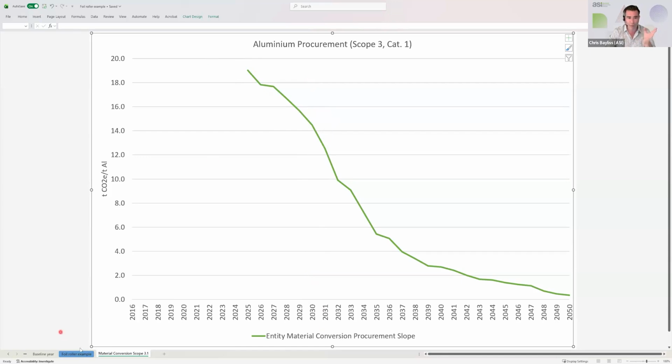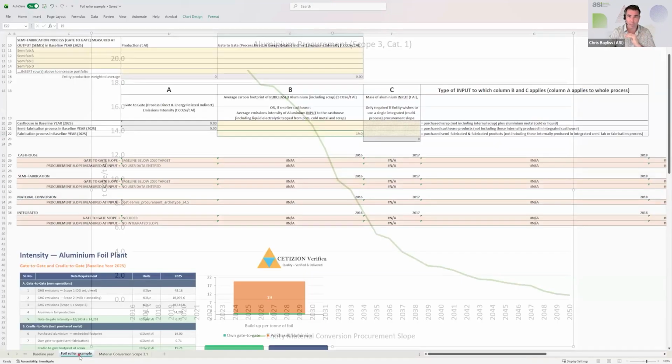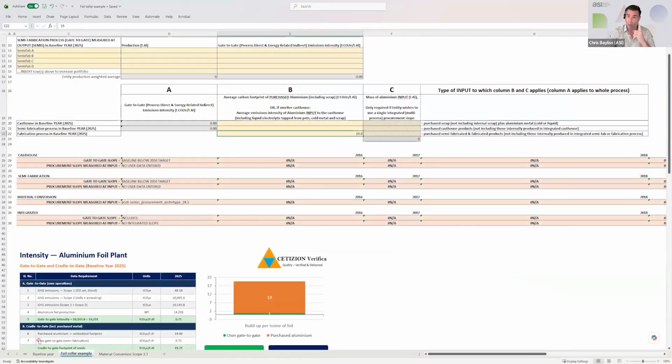So if you're a foil roller, it's only your procurement emissions that are required. It's only one data point you need to put in, this 19 here, and it is a description of your procurement emissions only. Let's look at that third example now, which is probably the most complex of the three, which is for an integrated cast house and rolling mill.